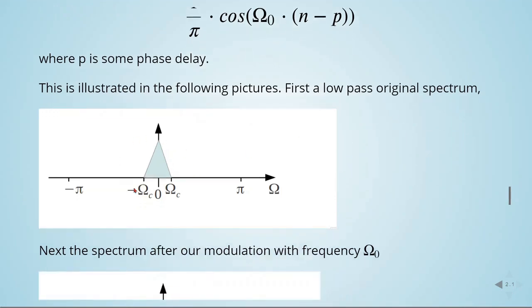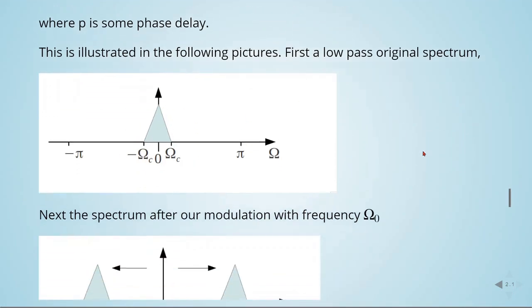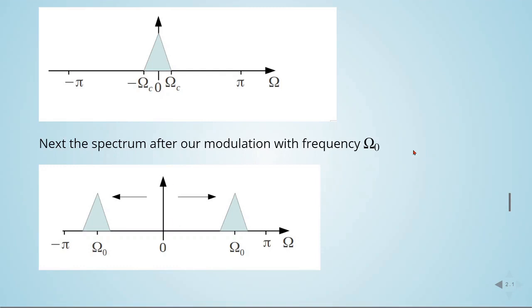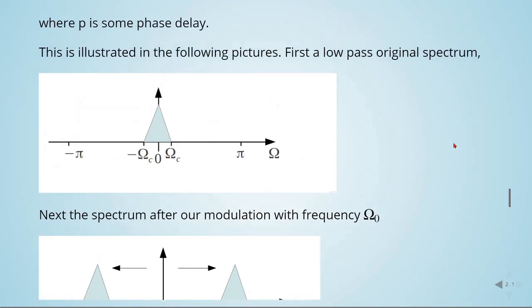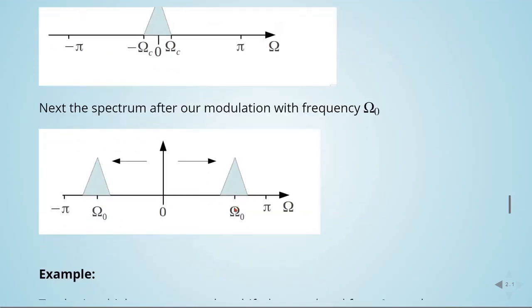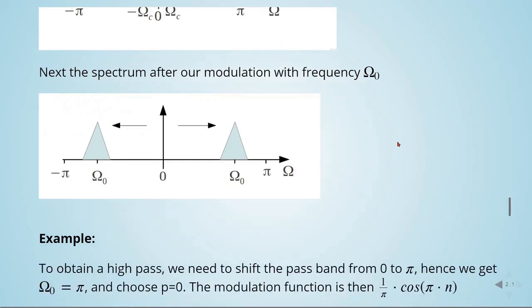So we have our low-pass original spectrum, and then after modulation with a frequency omega null, we have copies of the original spectrum where the center frequency now is our modulation omega null.